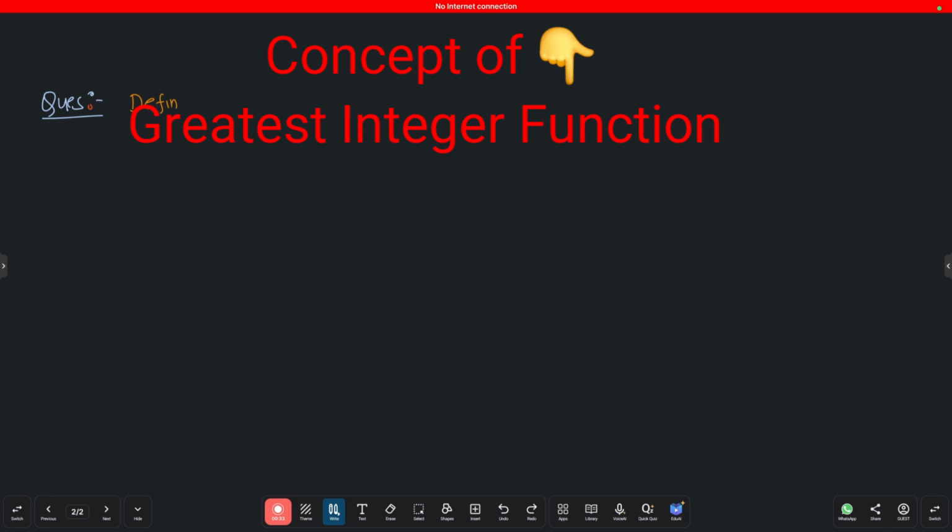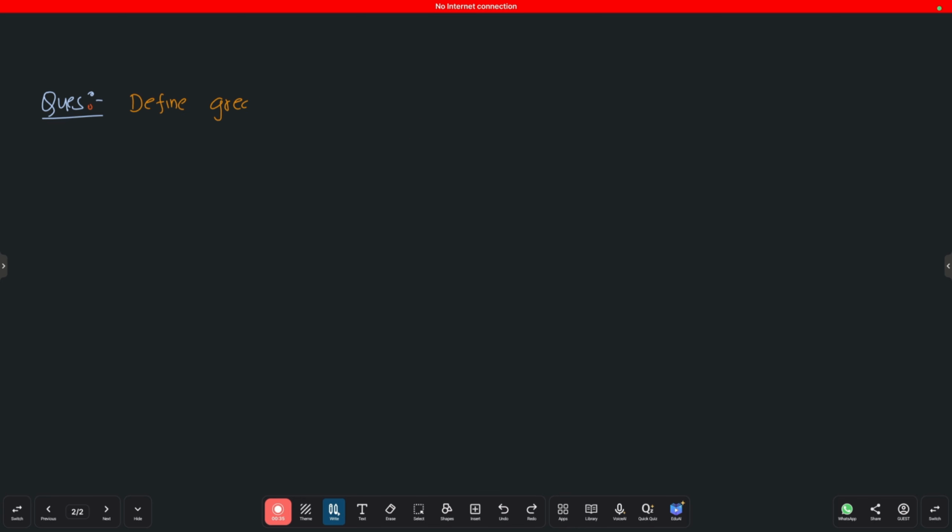Define greatest integer function. Write with me: define greatest integer function. Draw graph of it. Okay.